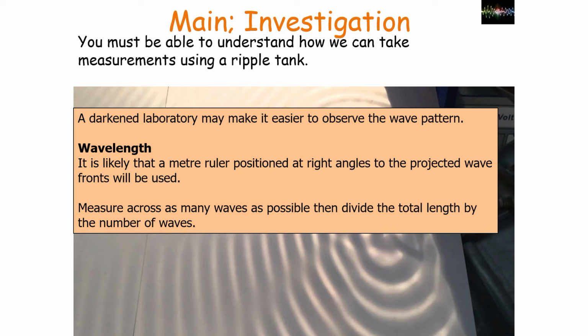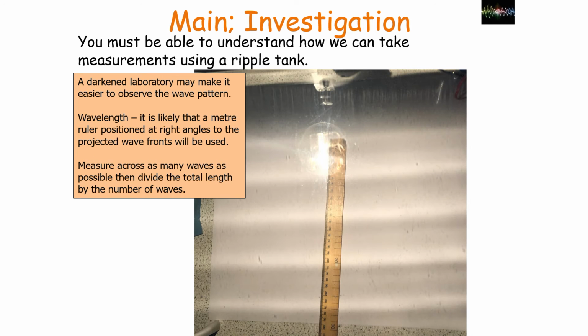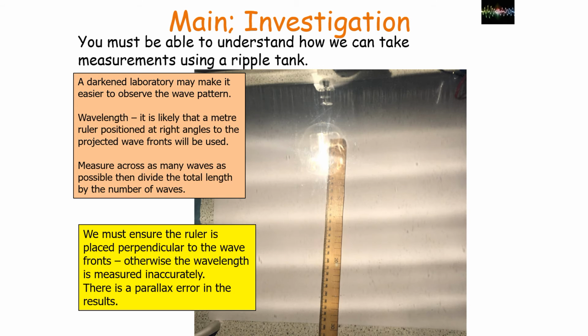You'd measure across as many waves as possible, then divide the total length by the number of waves. As shown on the picture, we've placed our ruler at right angles to the wavefronts, and we're measuring across as many waves as possible, then dividing by the total number of waves. We've got to ensure the ruler is placed perpendicular to the wavefronts, otherwise the wavelength is measured inaccurately.